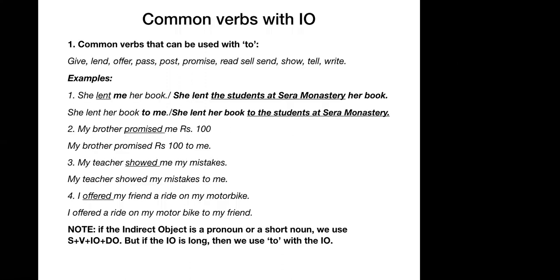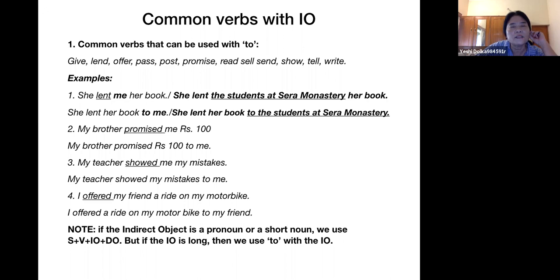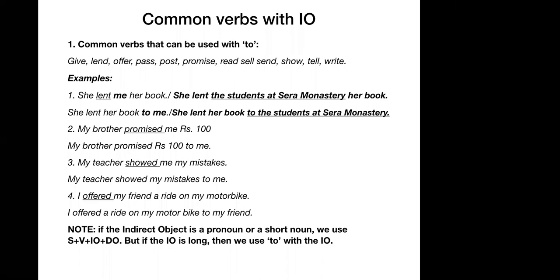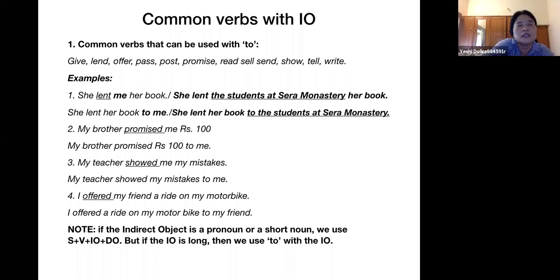Now let's see common verbs with indirect objects. So, what kind of verbs? After what kind of verbs can you use an indirect object? Not all verbs. If you look at these verbs: give, lend, offer, pass, post, promise, read, sell, send, these are very common verbs that will take an indirect object. For example, she lent me her book. Me is the indirect object of lend. All right? She lent me her book.